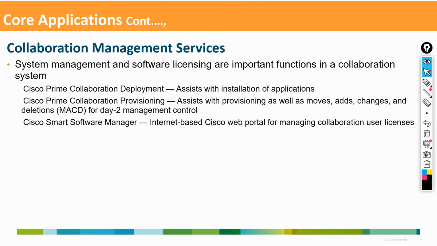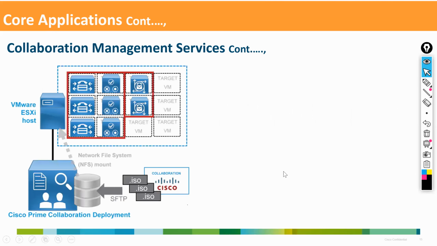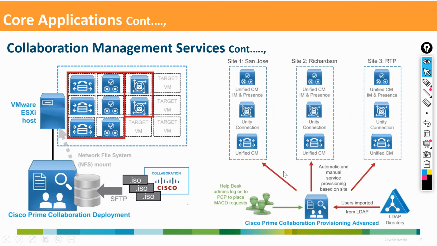Next, we have collaboration management services. Here you can see Prime Collaboration Deployment and Prime Collaboration Provisioning. These are two different dedicated servers, one for configuration and one for deployment. We are not going to discuss them now, only for a basic idea, because if I explain it now you will not understand. Just make a note of it. After a few classes, remind me and I'll explain what exactly these products are.